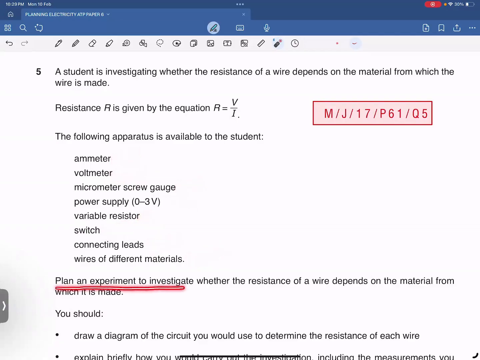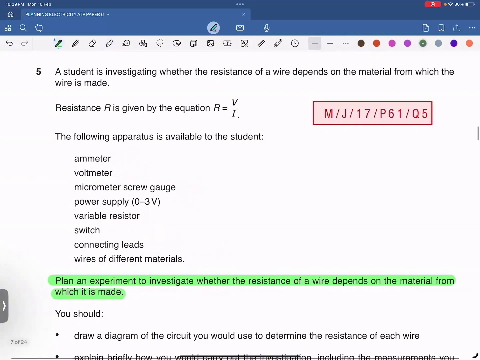So plan an experiment to investigate whether the resistance of a wire depends upon material. So this is actually your question. What is the question? You can underline the dependent and independent variables. Over here, your dependent variable is the resistance of the wire, and your independent variable is the material of the wire.